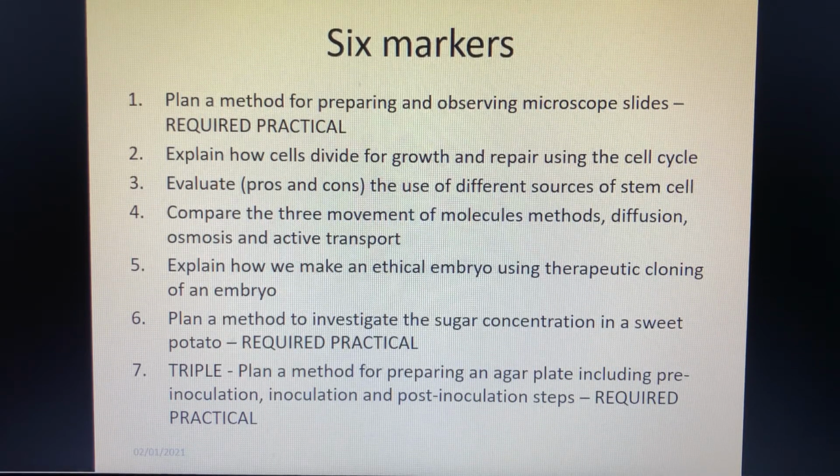So there was B1 in a nutshell. Ended up being a bit longer than I thought it was going to be, but hopefully you found that really useful and you can refer back to any points that you need to.